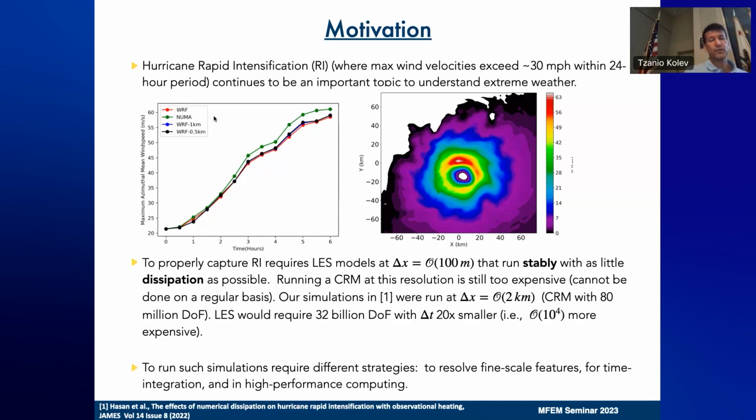And one of the things that we have recognized, we've written papers, there's a reference down here, where we actually compare NUMA to this WRF model. And we know that WRF does not do a very good job of capturing this rapid intensification. And when we use other models, for example, the NUMA model, which is a higher order model, we get much larger max velocities.